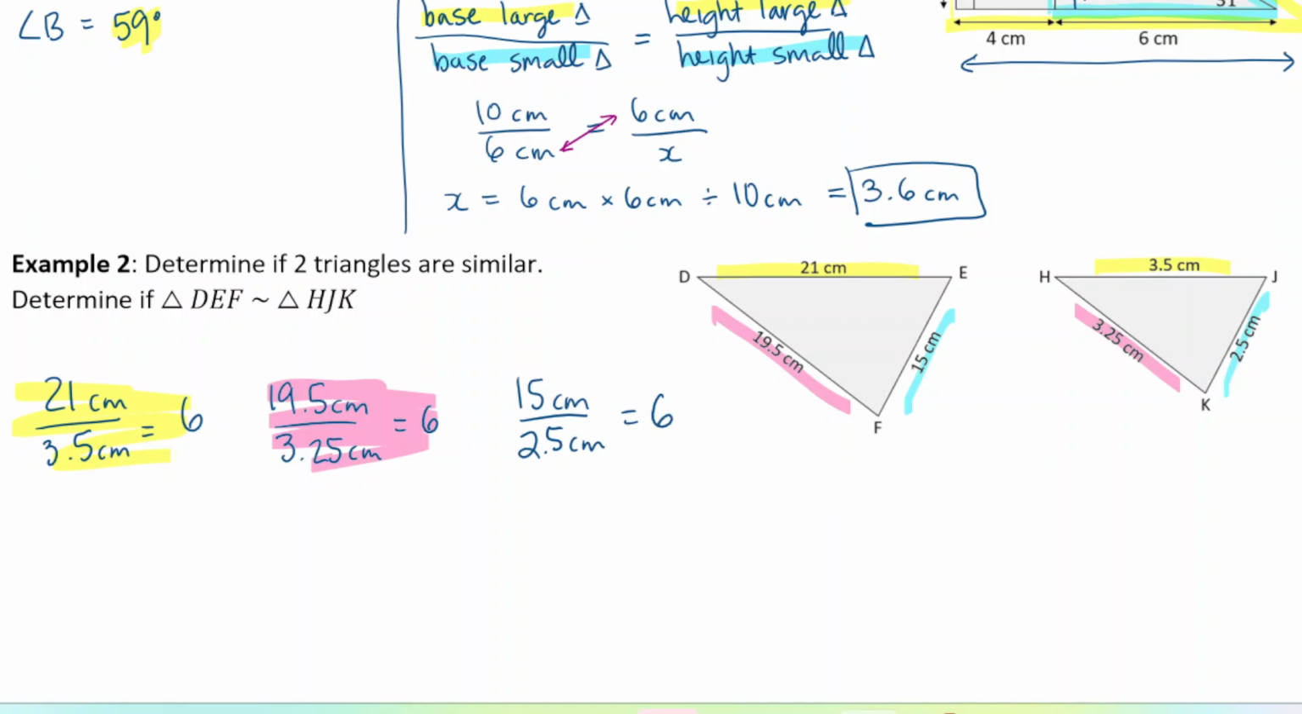We also get 6. So because the scale factor seems to be 6, the larger triangle is 6 times larger than the small triangle, even though these diagrams are not drawn to scale. The triangles are similar.